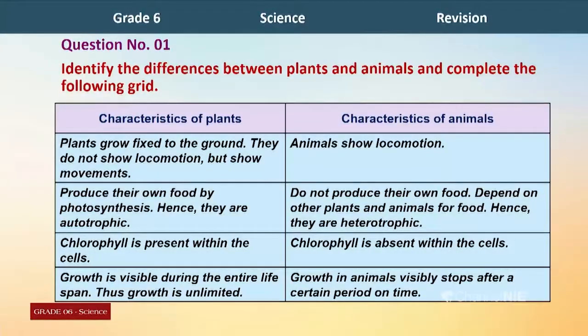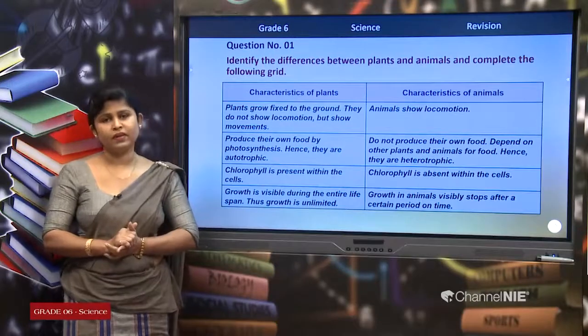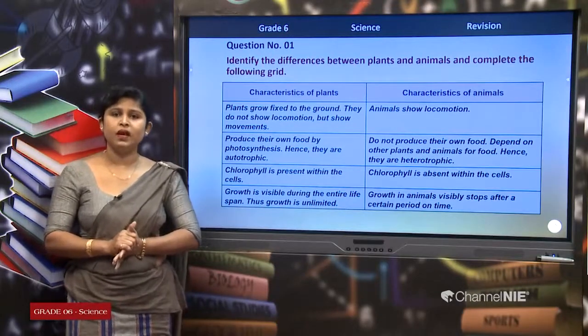Look at the second row of the table. Plants produce their own food by photosynthesis. Hence, they are autotrophic. Animals do not produce their own food; they depend on other plants and animals for food. Hence, they are heterotrophic. So, the main difference between plants and animals is autotrophic and heterotrophic. Plants are autotrophic because they can produce their own food.